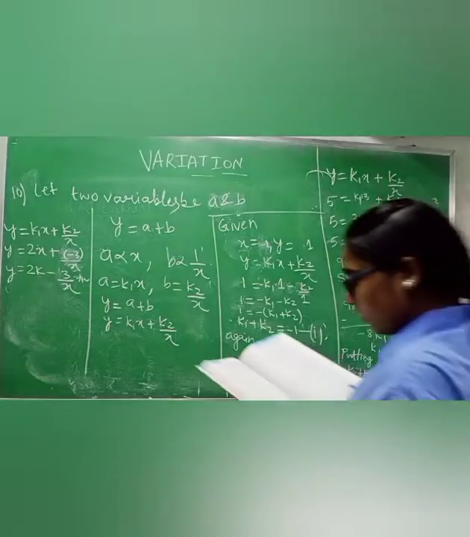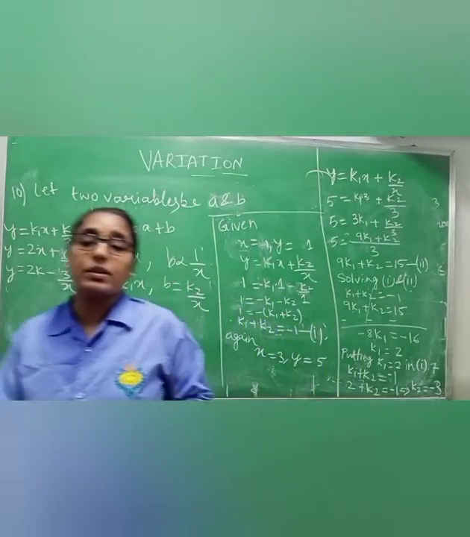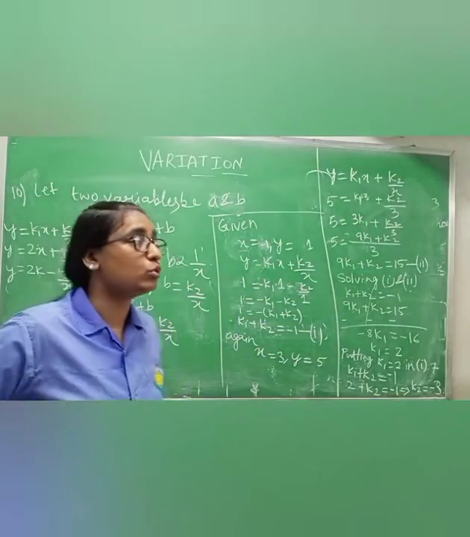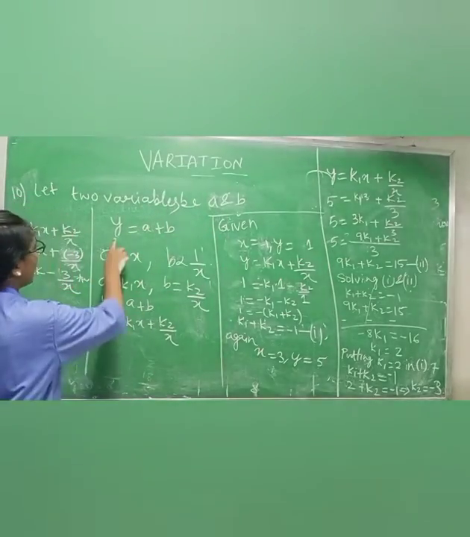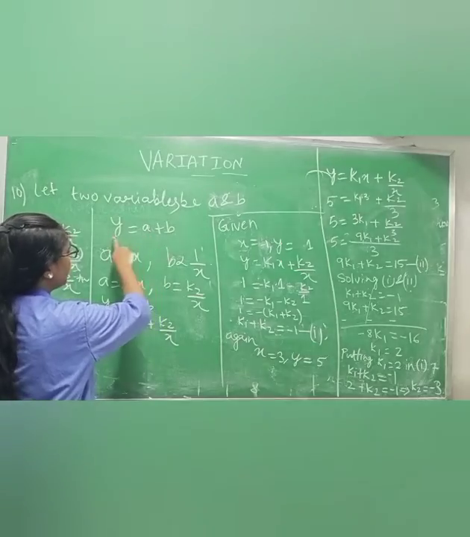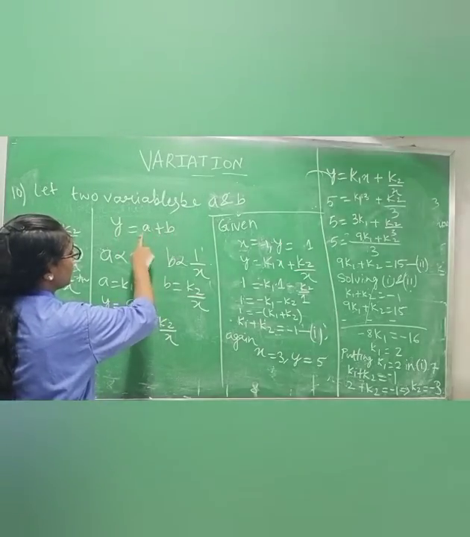Now class 10, I am doing question number 10. Why is sum of two variables? Sum is addition of two variables. We don't know them, that is why I am taking them as A and B. Let the two variables be A and B. They are saying y is the sum of two variables, so y is A plus B.